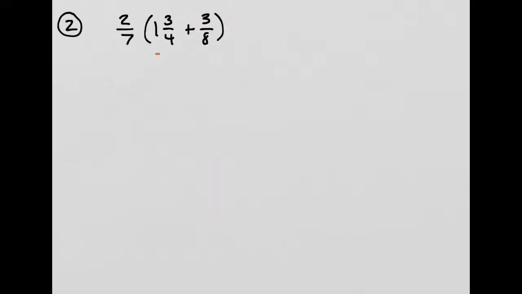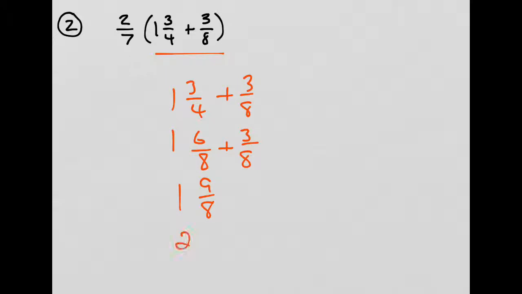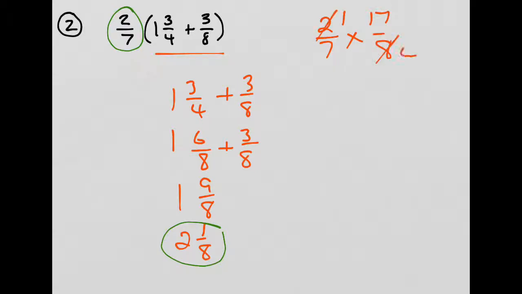Second question, do the brackets part first of all. So 1 3/4 add 3/8, that's 1 and 6/8, add 3/8 if we make the bottom number the same, which is 1 and 9/8, which is 2 and 1/8. Now we need to deal with the 2/7 at the front, so that's 2/7 times, and if we turn the 2 and 1/8 upside down, that gives us 17/8. Little bit of cancelling, 1 in there, 4 in there. Multiply now, 1 times 17 is 17, and 7 times 4 is 28, so 17/28.